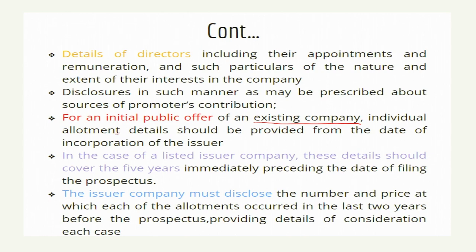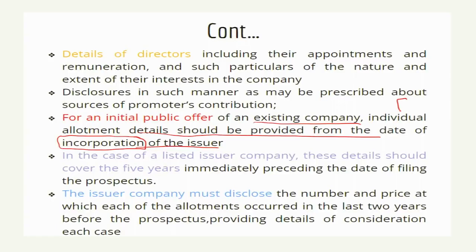And for the purpose of IPO, we already discussed, IPO means initial public offer, if it is an already existing company, individual allotment details should be provided from the date of incorporation of the issuer. So, the date of incorporation is that date on which the company starts its life. If a company is already existing and issues shares or securities for the first time, that is known as IPO, initial public offer. If the company already issued securities and issues securities a second, third or fourth time, that is known as FPO. FPO refers to further public offer.